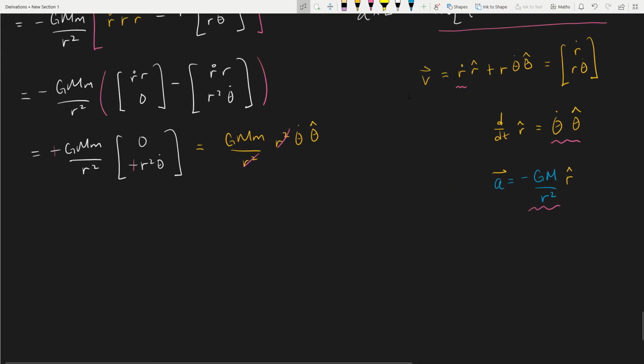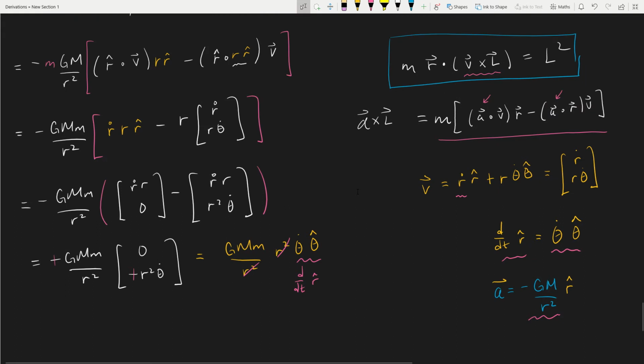That's nice. What we also notice is that theta dot theta hat happens to be equal to d by dt of R hat. And it's no coincidence that I laid all of these nice definitions out here for us to see them. Now, remember what it was that we just calculated. We just calculated this whole thing was A cross L. So let's not forget that.